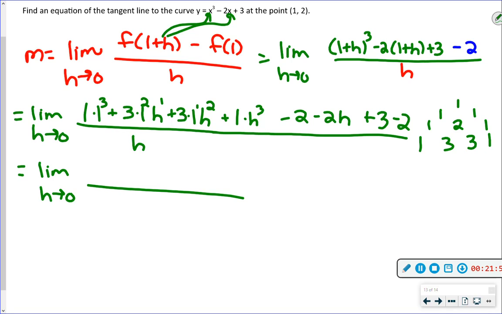So of course, I have 1 and 1 here really. 1 cubed is 1, right? 3 times 1 times h is 3h. 3 times 1 times h squared is 3h squared. 1 times h cubed, I'm just putting h cubed. Let's see if I can combine some of this number stuff here. I still have the minus 2h. And I'm going to put minus 2 plus 3. So I'm at 1, 1 minus 2.